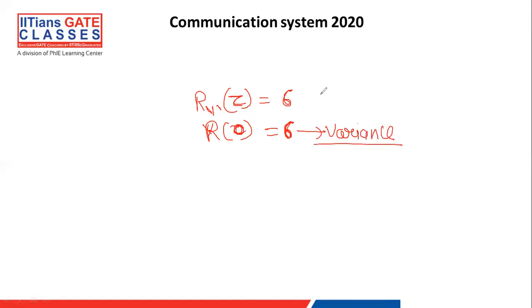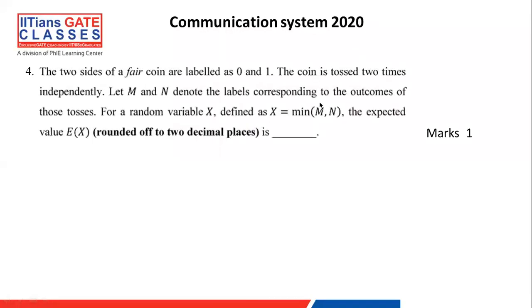Okay, now let's go to the next problem. This is again a probability based question. So here the two-sided fair coin is labeled as 0 and 1. The coin is tossed 2 times independently. M and N denote the labels corresponding to the outcomes of the tosses. For the random variable X, defined as X equals the minimum of M and N, find the expected value E[X].